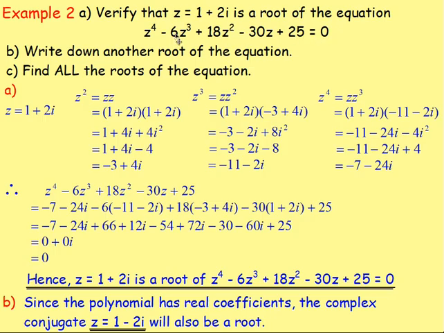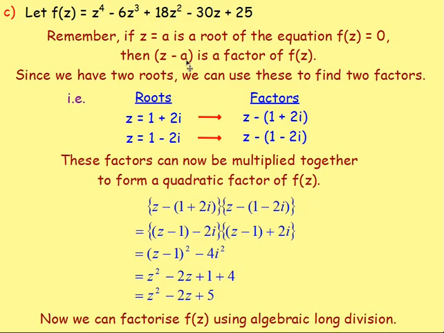Write down another root of the equation. Well, your roots always come in conjugate pairs. So if z equals 1 plus 2i is a root, the complex conjugate of that, z equals 1 take away 2i, will also be a root. So we can use that knowledge to then find all the roots of the equation.